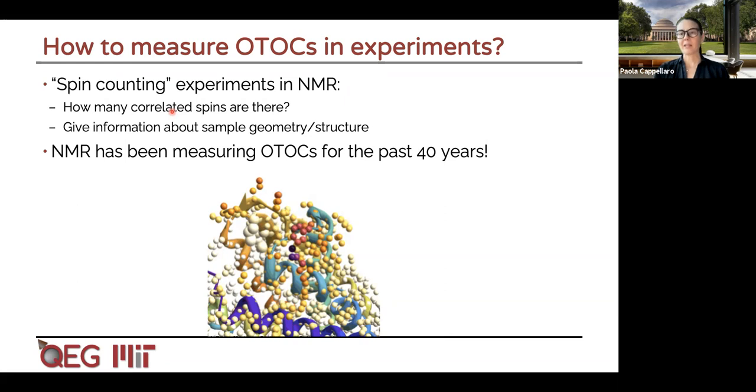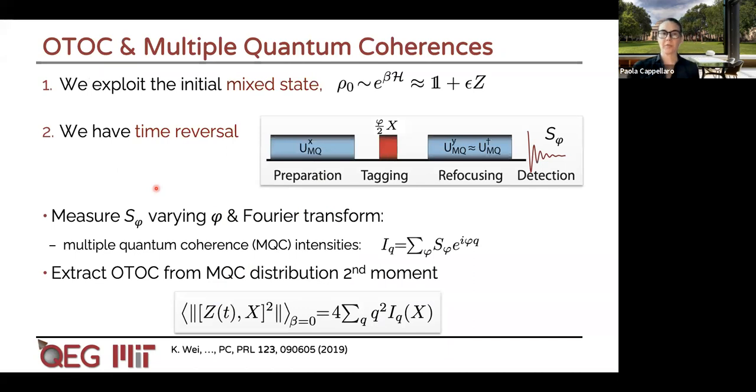For NMR experimentalists, we were very much interested in knowing how many correlated spins are out there, because that's related to the geometry and structure. If I have a coupling, maybe the spins will become correlated. If I don't have a coupling because the spins are far away or they don't have a chemical bond, then interaction doesn't happen. So NMR people developed these so-called spin counting experiments, which were really spectroscopic tools. And so they've indeed been measuring them for about 40 years. How do we do that? So we use a technique in NMR, which is called multiple quantum coherence.